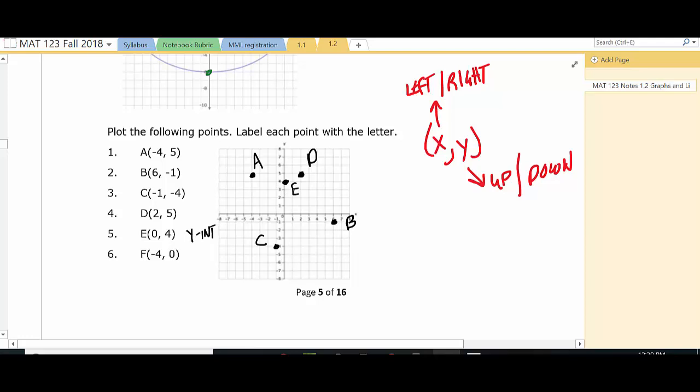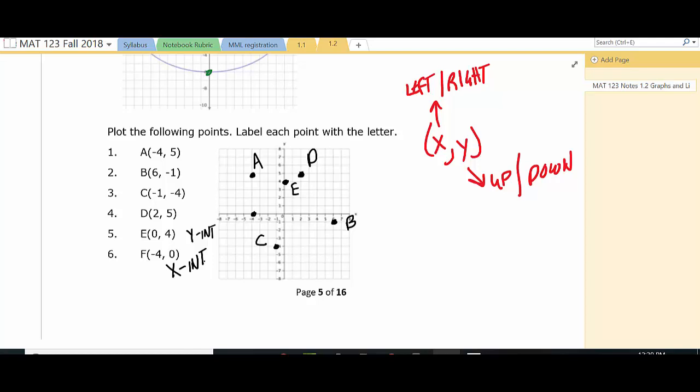And how about number 6? Left 4, okay? You go left 4. That's an x-intercept, so you go left 4 like that, okay? So that's how you locate points. X is a measure of left, right. Y is a measure of up, down. Is everybody okay with that?